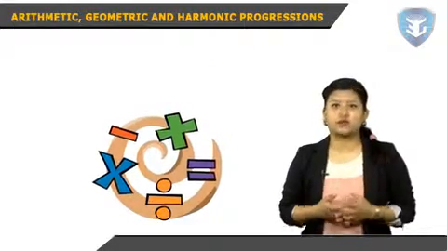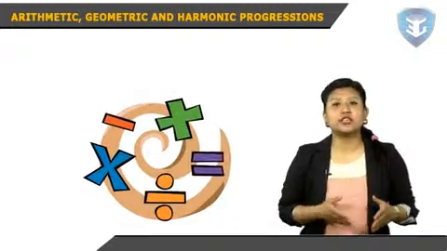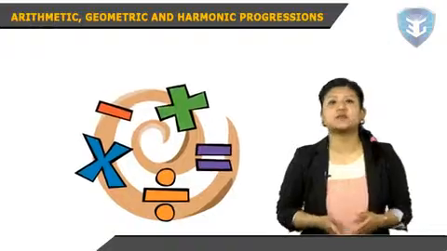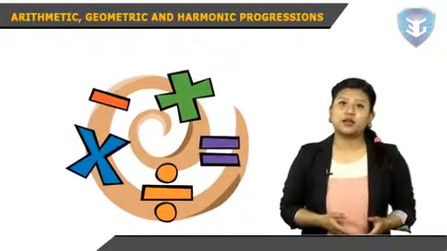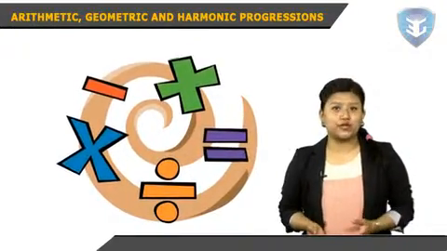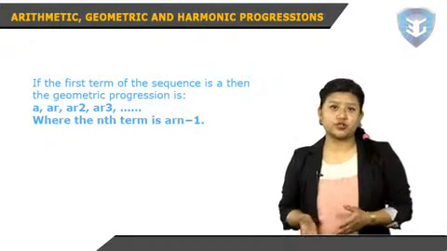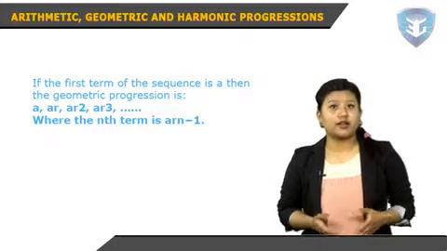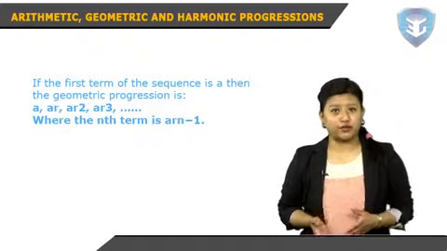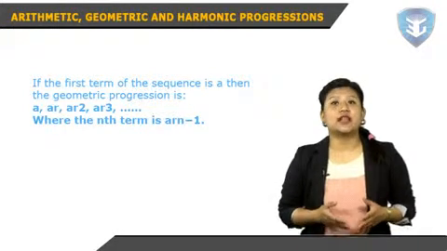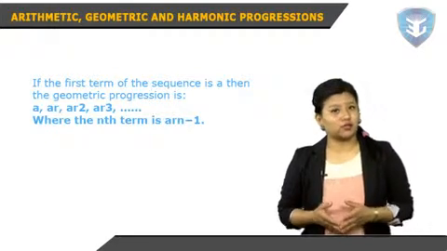A geometric progression or GP is a sequence where each new term after the first is obtained by multiplying the preceding term by a constant r, called the common ratio. If the first term of the sequence is a, then the geometric progression is a, ar, ar², ar³, where the nth term is ar^(n minus 1).